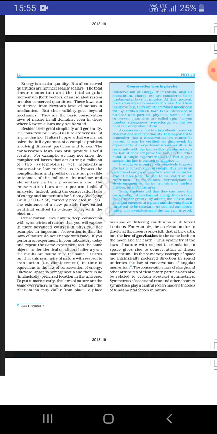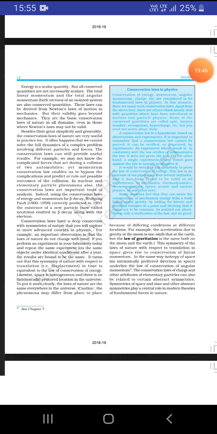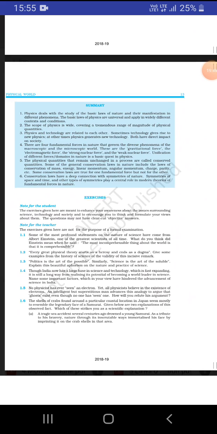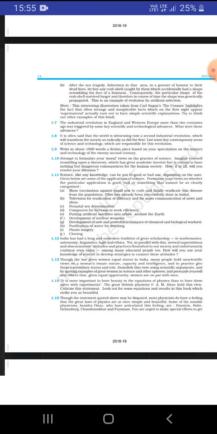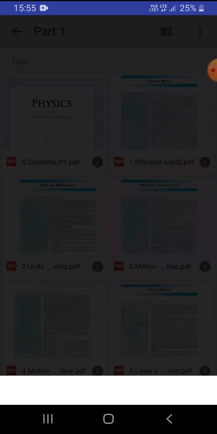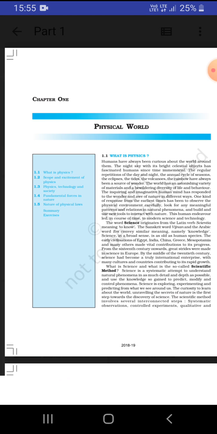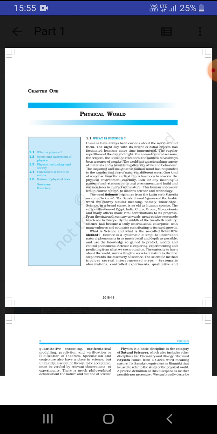These things are necessary. So this was your chapter, the physical world. Here they have given some exercises with questions, and I will write answers for them. Okay friends, I think you have understood this chapter. These are the basic concepts about the fundamental forces: the gravitational force, strong nuclear force, weak nuclear force, and the electromagnetic force.